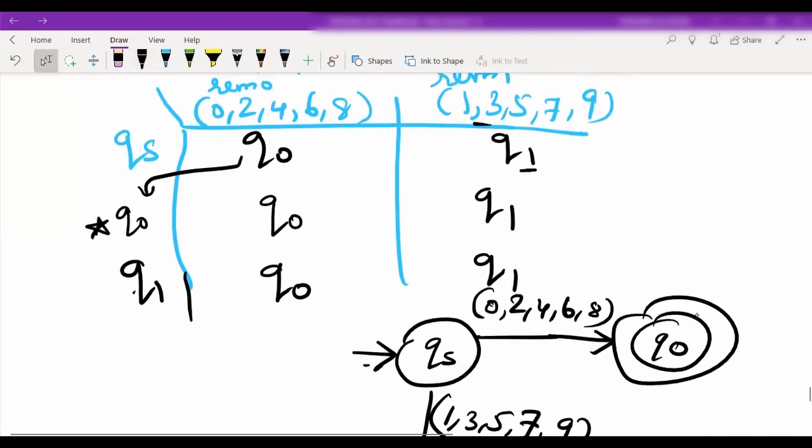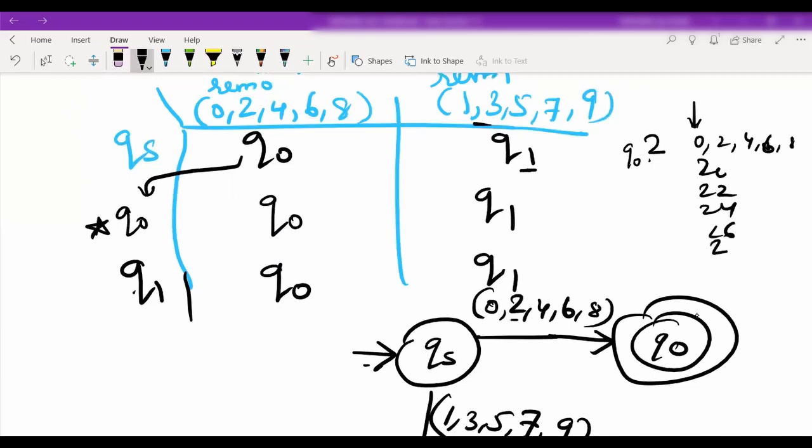Now Q0, with the next bit as 0. At the 10's place we have 2, and at the unit place, if we have 0, 2, 4, 6 or 8, it makes the numbers 20, 22, 24, 26 and 28. All are divisible. That's why Q0 on 0 goes to Q0. The elements are 0, 2, 4, 6, 8. So on these bits it goes to itself.